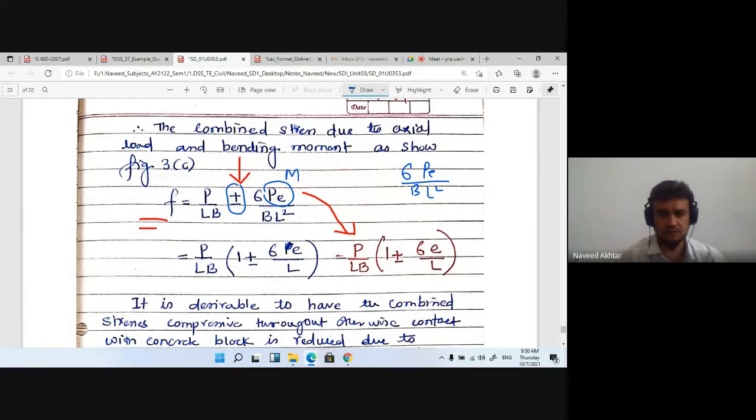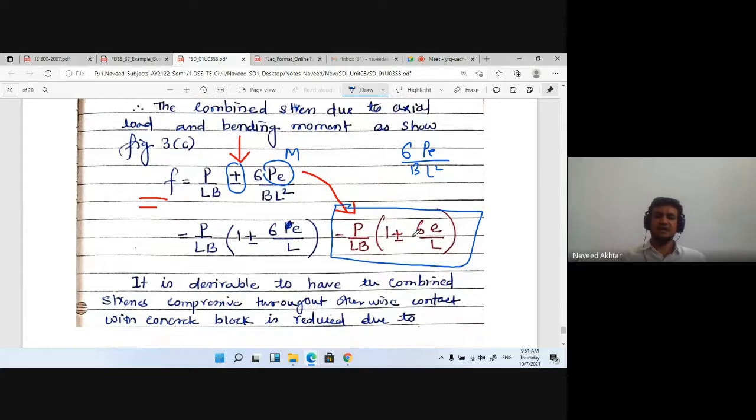Okay. If I take P upon LB common, so it will be P upon LB common, 1 plus minus 6E upon L. This will be the final. In case of axial load with bending moment, the stress you can find out is P upon LB into 1 plus minus 6E upon L. E is the eccentricity, L is the length of your base.